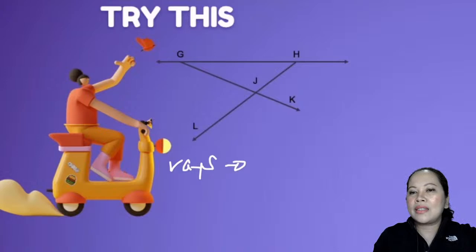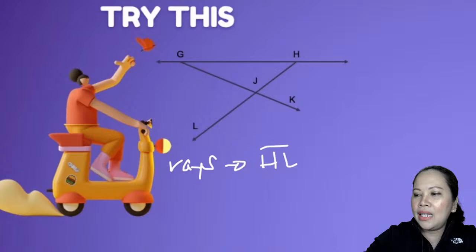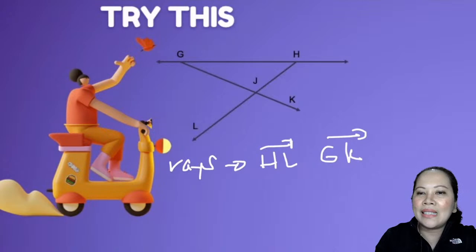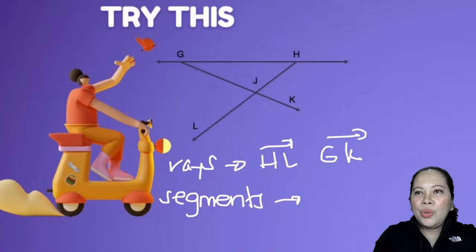Name two rays. I think everyone is thinking. So if we have rays here, HL, yes, HL is a ray, and GK is a ray as well. That's correct. If you are asked to name two segments, what would be your answer? This time give me at least two segments.